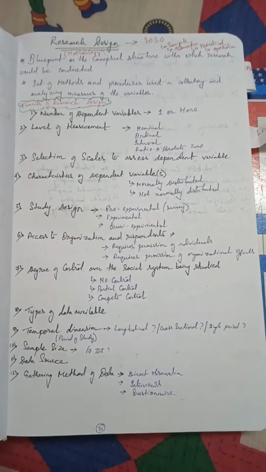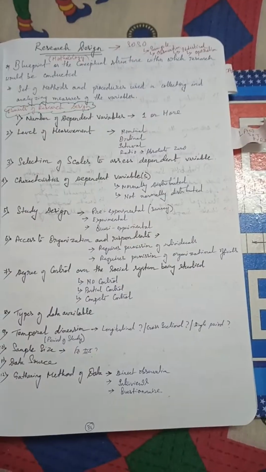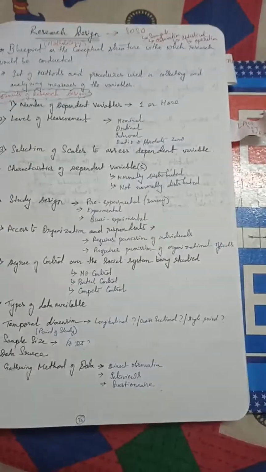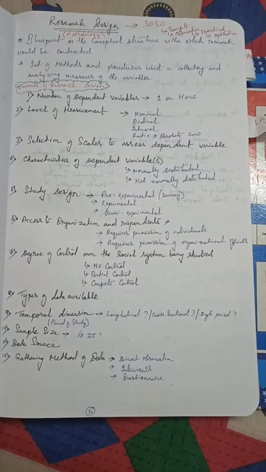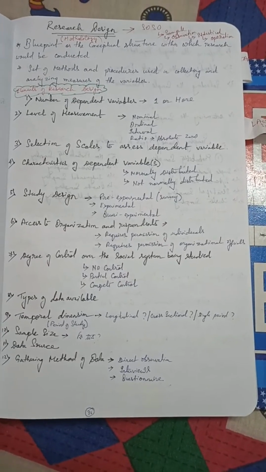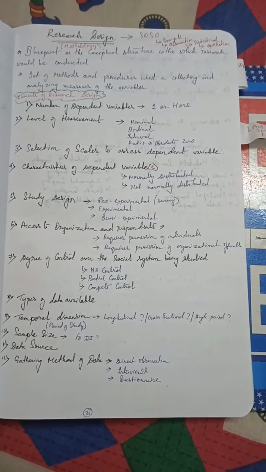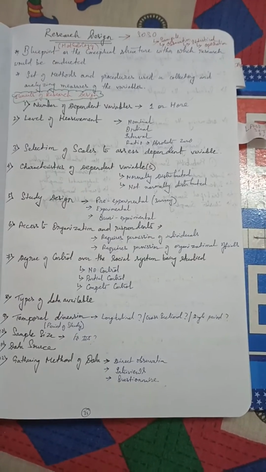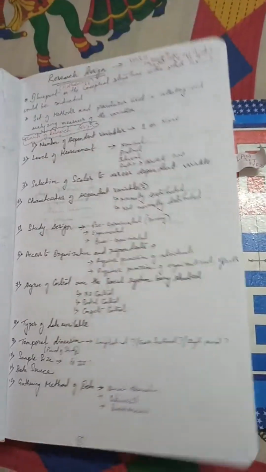So, types of data available. We must consider the different types which are available. Temporal dimension: is it longitudinal? Is it cross-sectional? Is it a single period? That we must understand before selecting our sample. We must know the research design. Sample size: which sample size is required, we must understand. Data source: which data source is required, we must understand. Gathering method of data: is it direct observation, an interview, or a questionnaire method? These things must be answered properly.